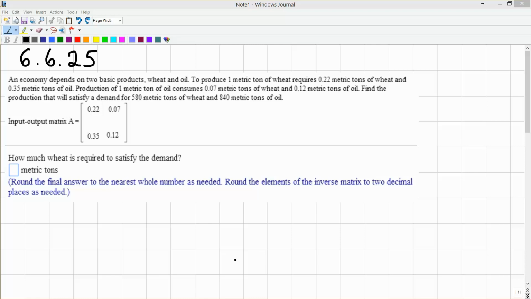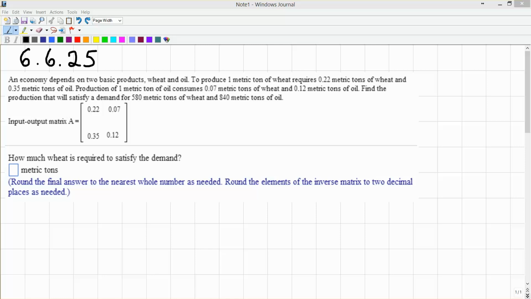An economy depends on two basic products, wheat and oil. To produce 1 metric ton of wheat requires 0.22 metric tons of wheat and 0.35 metric tons of oil. The production of 1 metric ton of oil consumes 0.01 metric tons of wheat and 0.12 metric tons of oil. Find the production that will satisfy demand for 580 metric tons of wheat and 840 metric tons of oil.